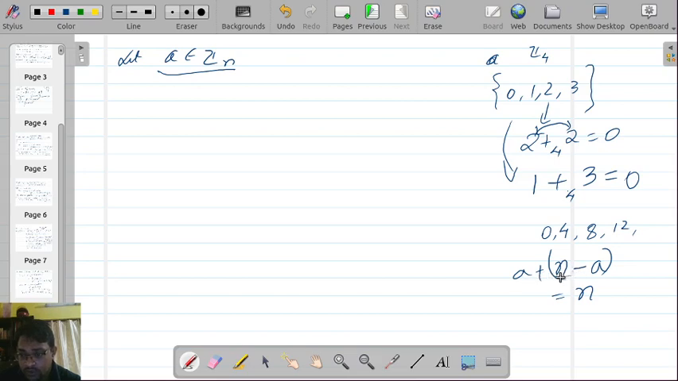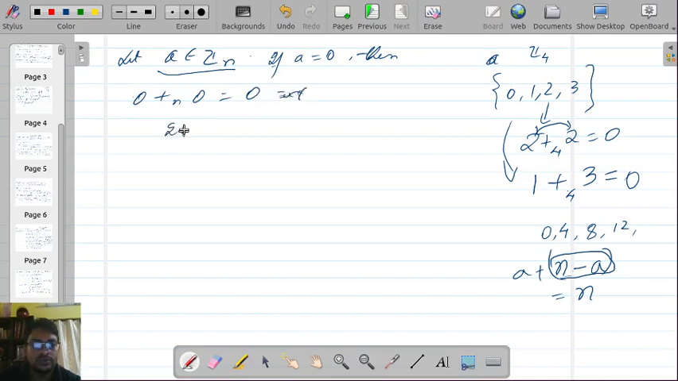When a is 0, n minus 0 is not a member of this set. Okay, so let us do it separately. Let a belong to Zn. If a equals 0, then the inverse of 0 is 0 only. Then 0 plus modulo n of 0 is equal to 0, right? So 0 is the inverse of itself.